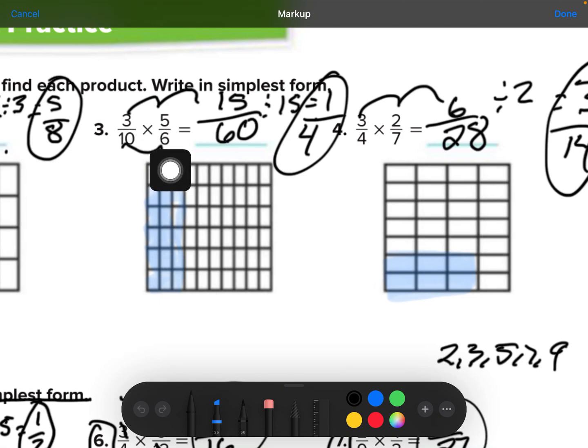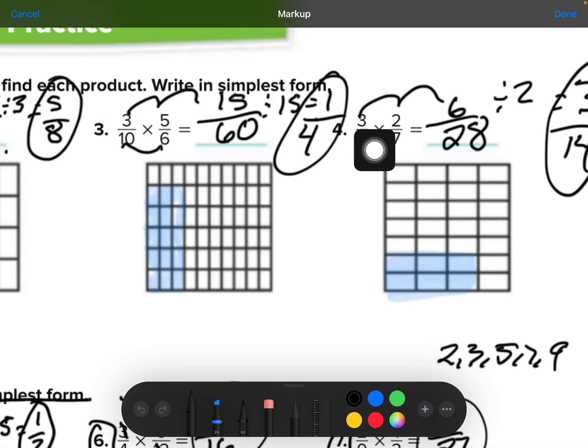Number 3, we looked and we just multiplied straight across. We could have simplified, but we got in a hurry. So 3 times 5 is 15. 10 times 6 is 60. Then we colored 15 out of the 60. That's these guys right here. And then we decided that 15 could be divided by 15 and 60 could be divided by 15 to equal 1/4. You would have gotten the same answer had you just done it by 5. You just would have had to do it by 5 a few times.